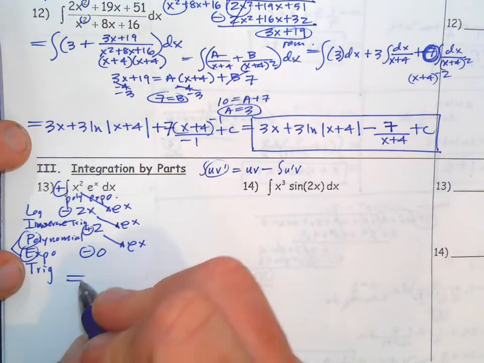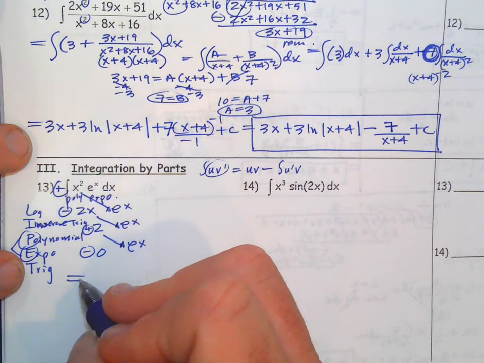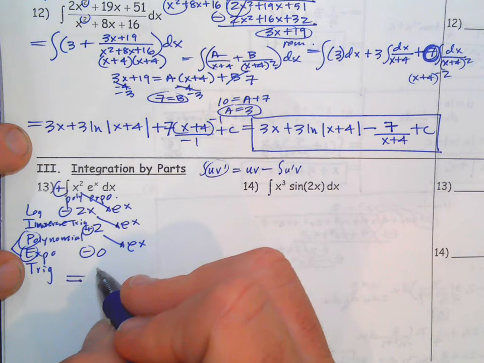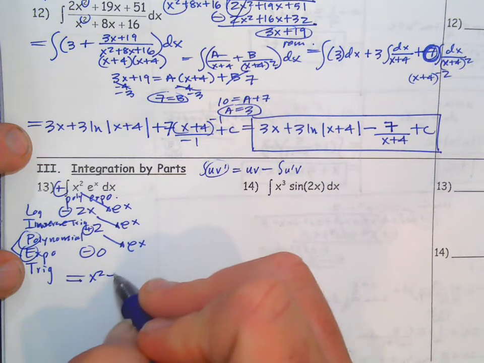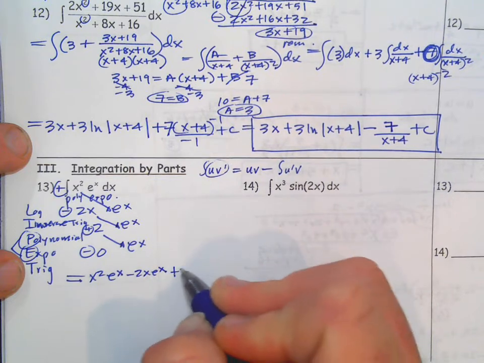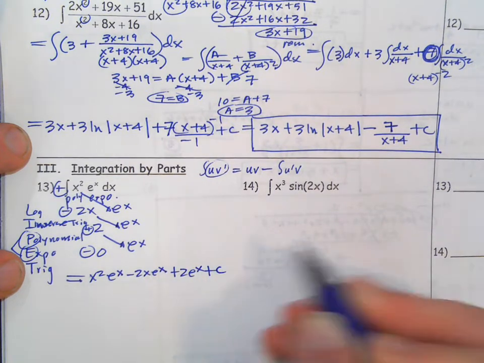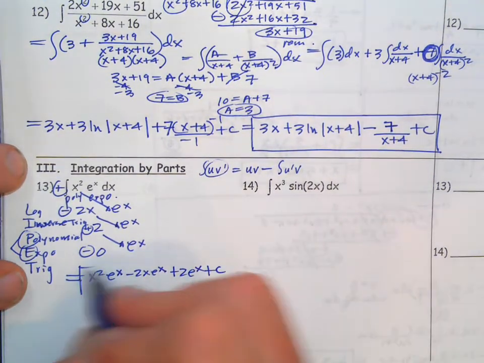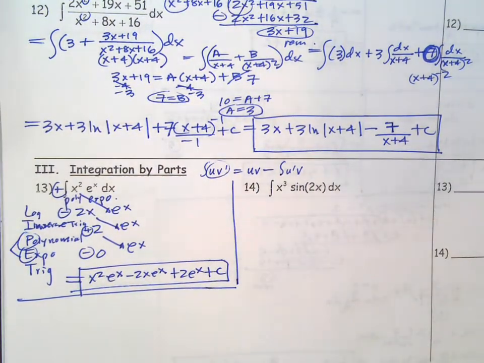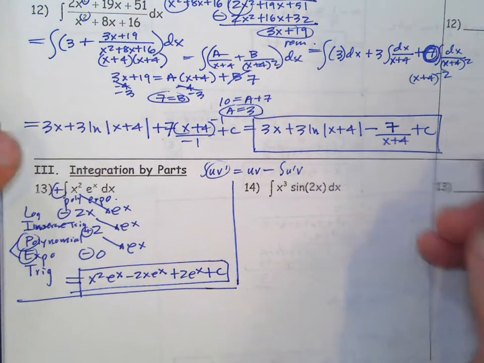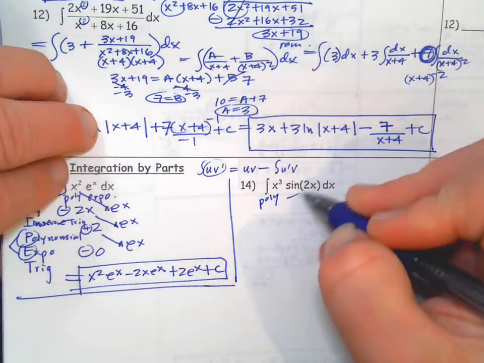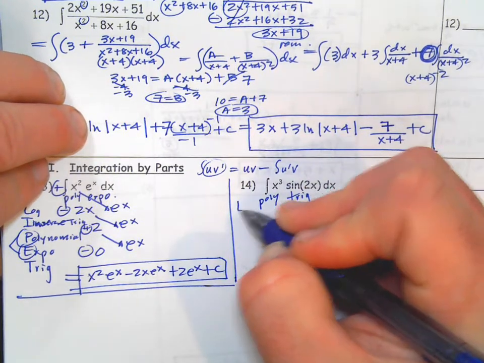And so we get, let's see, x squared e to the x minus 2x e to the x plus 2 e to the x plus c. Don't forget the plus c. So that's the shortcut. If you do it the long way, I don't think you want to. Okay, this one is poly trig and LIPET.